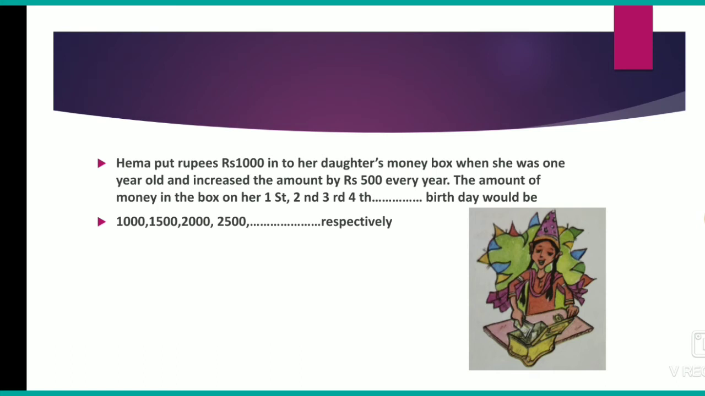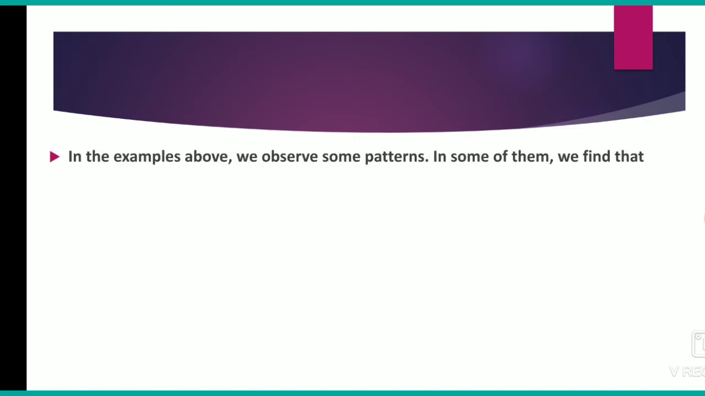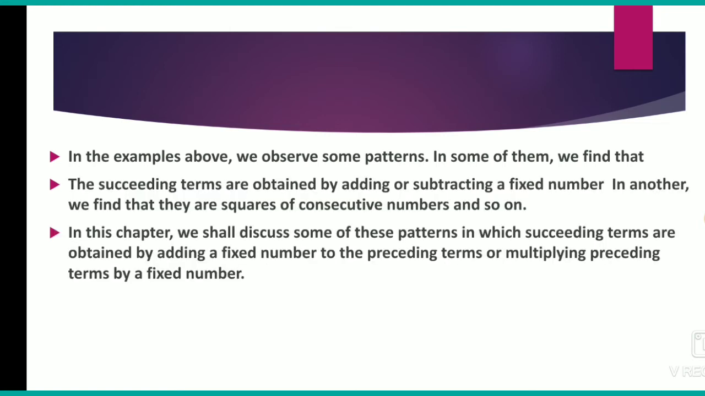Okay, children, see this, particularly this example, very interesting, and you can easily understand how to write the successive terms. Okay, next. In the examples above, we observe some patterns. In some of them, we find that the succeeding terms are obtained by adding or subtracting a fixed number. In another, we find that they are squares of the consecutive numbers, and so on.